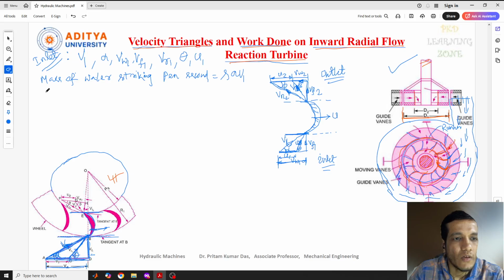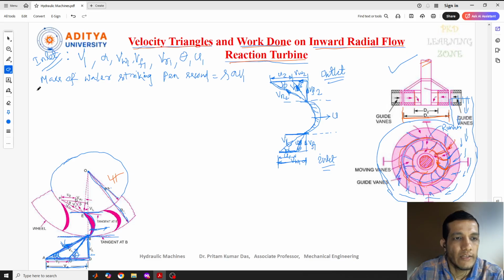Now, with the impact of this striking, it creates momentum. You can see it is attached to a wheel, so it started moving. The outer diameter is D1 and the inner diameter is D2, so the radii are R1 and R2. R1 is the outer one and R2 is the inner one. These are the radii.